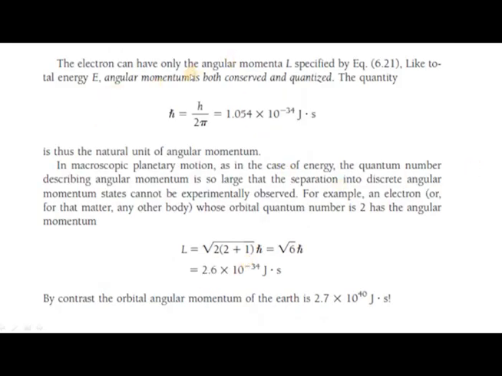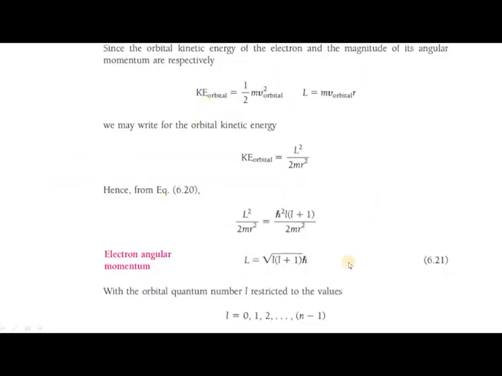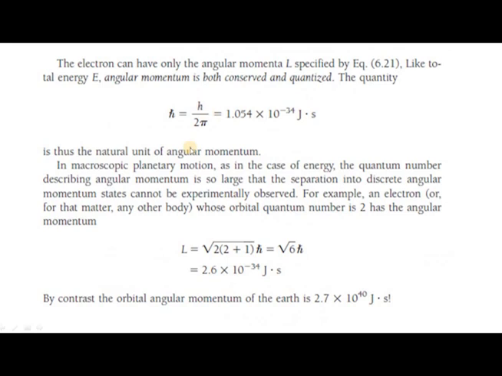So the electron can have only angular momentum specified by the equation, and the angular momentum is both conserved as well as quantized as a multiple of h bar, and h bar is h by 2 pi. It is called the natural unit of angular momentum, having a value 1.054 into 10 raised to minus 34 joules second. You just keep in mind the unit and all, joules second. So from this equation itself, it is clear that the angular momentum can take only the discrete value, no continuous value, which is equal to root 6 h cross.